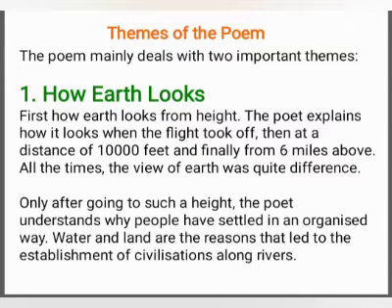Now moving on with the theme of the poem. The poem mainly deals with two important themes. First, how earth looks from height. That is what the poet wants to discuss. The poet explains how it looks when the flight took off, then at a distance of 10,000 feet, and finally from 6 miles above. All the times the view of the earth was quite different.